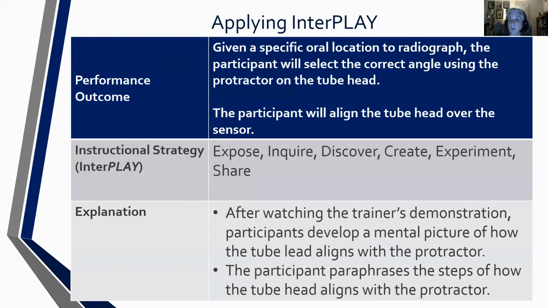Given a specific oral location to radiograph, this participant will select the correct angle using the protractor on the tube head. The participant will align the tube head over the sensor.